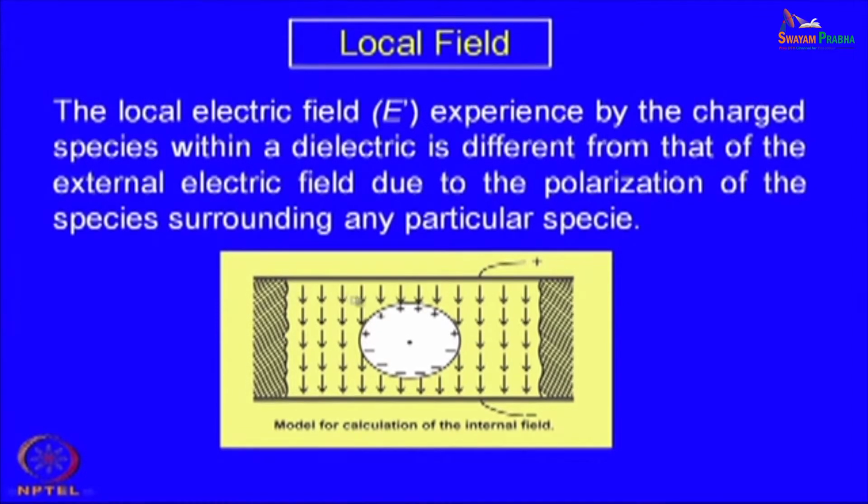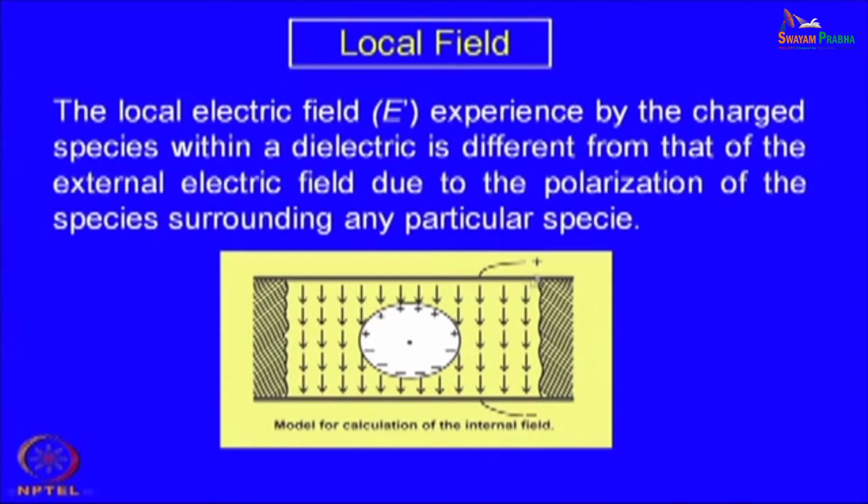So, this is once again a parallel plate capacitor. These are the two electrodes, one is positively charged, another is negatively charged, and we are applying a field E. Now, inside the material, a particular charge species is experiencing not exactly E, it is actually E prime, which is slightly different from what we measure from outside. So, that also has to be considered while you are talking about what is happening inside the material. So, that is what is called the local field.